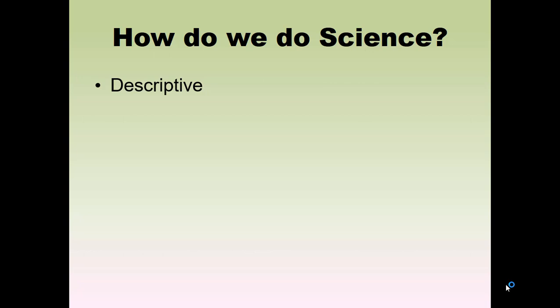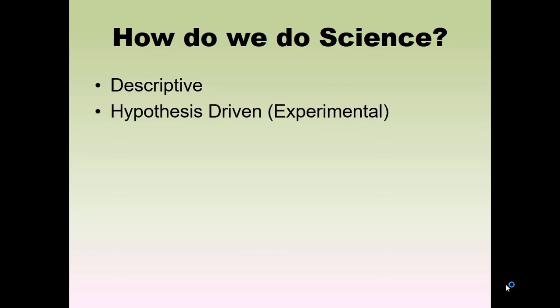Hint, hint. The other type of science that we do is hypothesis-driven science. This is also referred to as experimental science. This is the type of science that we probably think about more when we think about science. This type of science is generally guided by the scientific method.